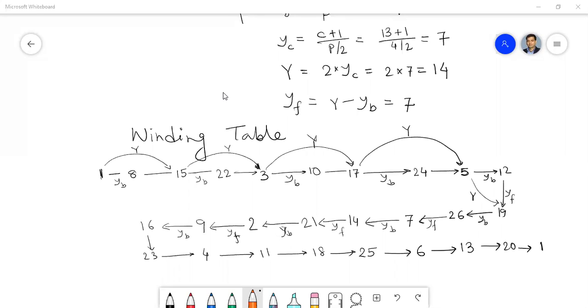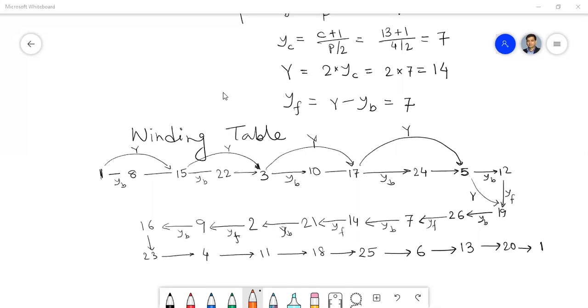So there will be 4 parallel paths, each contributing 30 volts. How many volts will you get? All four in parallel, so you will get 30 volts only. So that means if it's a lap winding, you will get 30 volts. Now, if it is a wave winding, then how much voltage will you get?